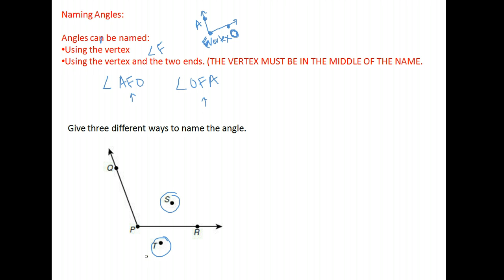So the 3 ways we can name it, remember the first way is by naming the vertex. The vertex is here. So we could call this angle P, or you can write out the word angle and then put P. The other way we can do it is by naming all 3 points and leaving the vertex in the middle of our name. So notice we also have point Q on the angle, point R on the angle over here. So we could name it QPR. We could also name it RPQ. As long as P is in the middle of the name, because that is the vertex, it has to be in the middle.